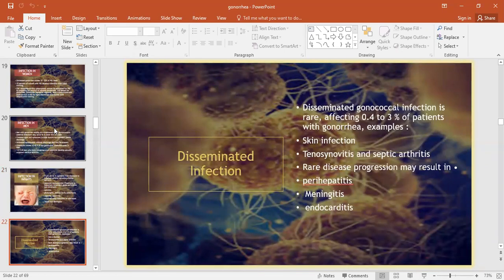Disseminated infection. Disseminated gonococcal infection is rare, affecting about 0.4 to 3% of patients with gonorrhea. Examples include skin infection, tenosynovitis, and septic arthritis. Rarely the disease progresses and results in perihepatitis, meningitis, and endocarditis.